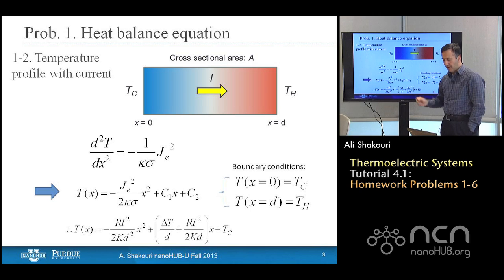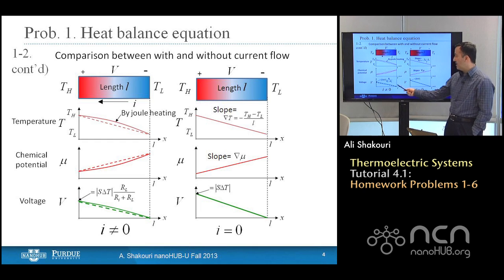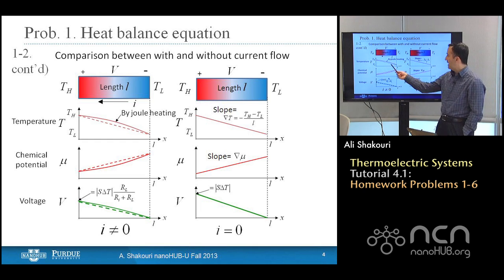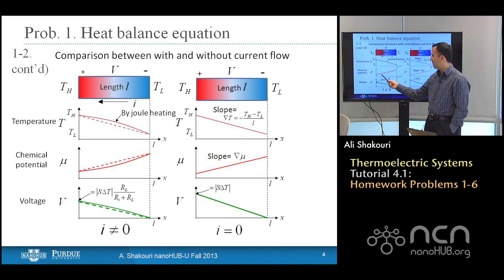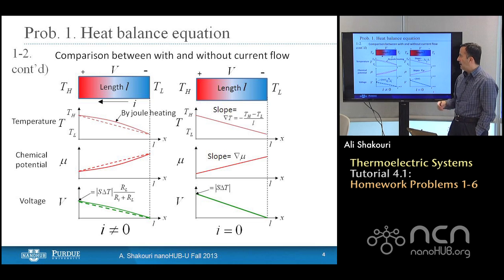We haven't yet put anything in terms of the Peltier effect at the interfaces. So how this looks graphically: at I equals 0, there is no current flowing. As expected, temperature is a linear drop between the hot and the cold side. Voltage is also a linear drop. This is just basically verifying that the equations are consistent. Now, if the current is non-zero, the solution from the previous page gives you a parabolic equation for the temperature profile. The chemical potential and voltage also follow similar equations, and that's what is happening inside a thermoelectric element.